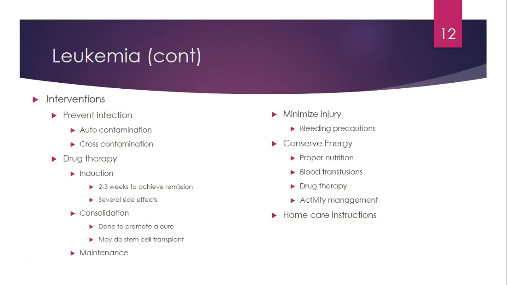They may have stem cell transplant at this time after we knock down their counts, or it might let the body kind of come back and heal itself. And then after that, then it's maintenance. During this time period, we want to watch them for any bleeding because that would be bad if the counts are bad. And then conserve their energy because they don't have a lot of RBCs.